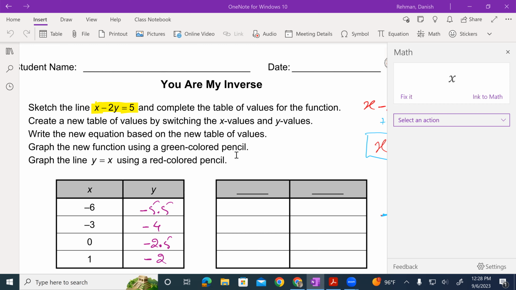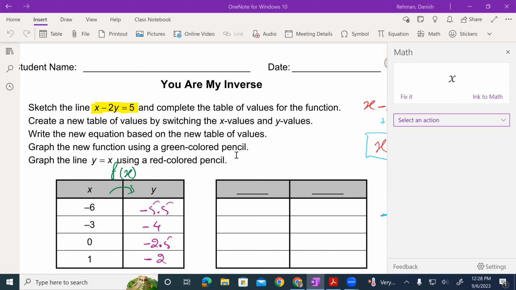Now, you know what we are going to do now? We create a new table of values. How do we do that? We have done the first step, we sketched the plot, we completed the first table. Now, what I am going to do, look at this. I will first name the first table as f of x. It's a function that turns the values of x to y.